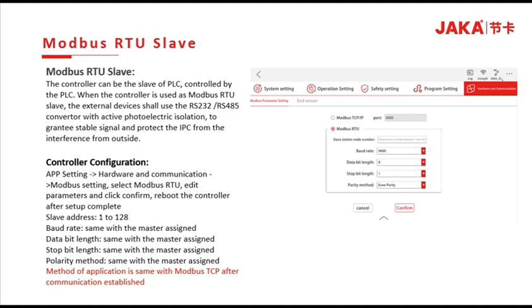In the APP setting, find the Modbus RTU parameter setting from hardware and communication options. Select Modbus RTU. The slave address can be set in the range of 1 to 128, while the baud rate, data bit length, stop bit length and polarity method shall be the same as the master assigned.